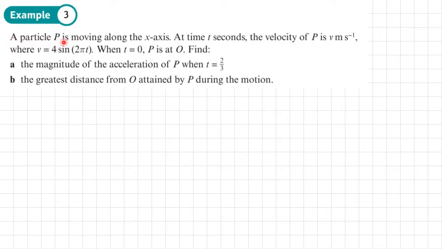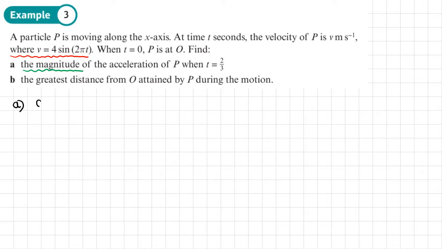Example 3. A particle P is moving along the x-axis. At time t seconds, the velocity of P is v meters per second, where the velocity is equal to 4 sine 2 pi t. So notice in this question we've been given the velocity. I think in the previous examples it's been the acceleration and we integrate. So here it's going to be differentiate to find acceleration. When t is 0, P is at the origin. Find in part A the magnitude of the acceleration. Now it says magnitude, size, so even if our answer is negative we take the positive.